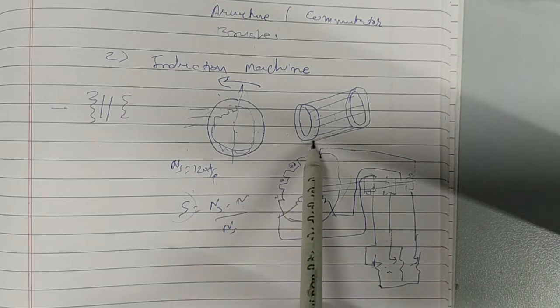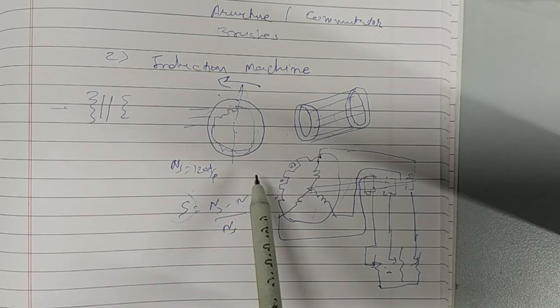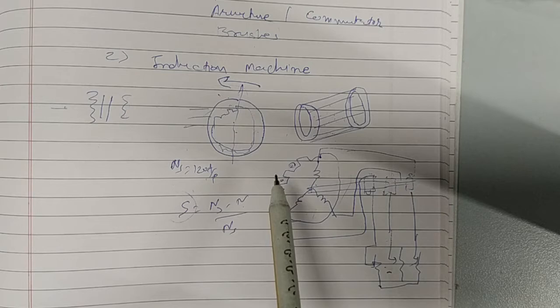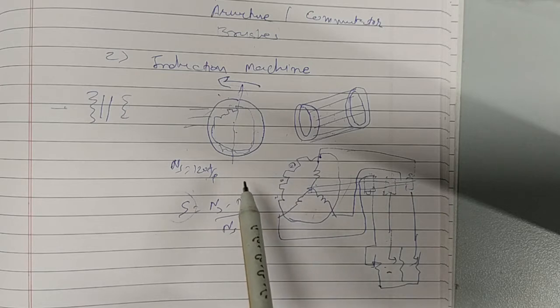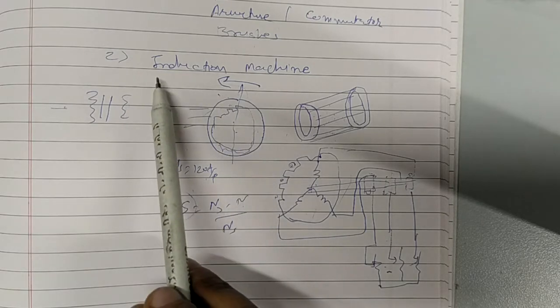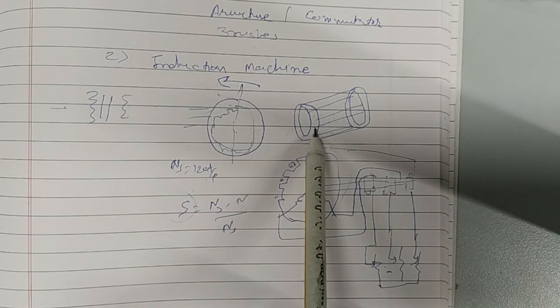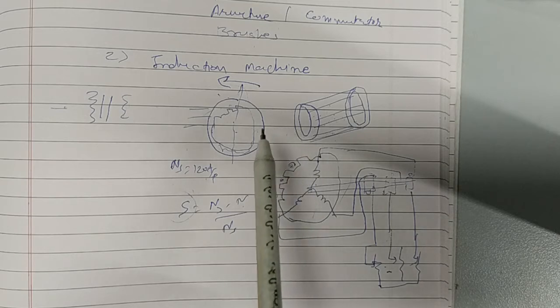Okay, so this is the thing with the induction machine operating as a motor. As a generator also it can operate. So how does it operate as a generator? In the generator operation of an induction machine, the construction is the same. The only difference is the direction of power flow.